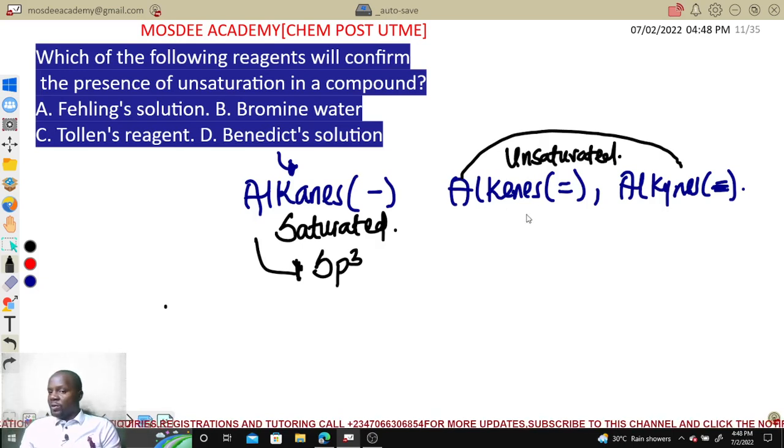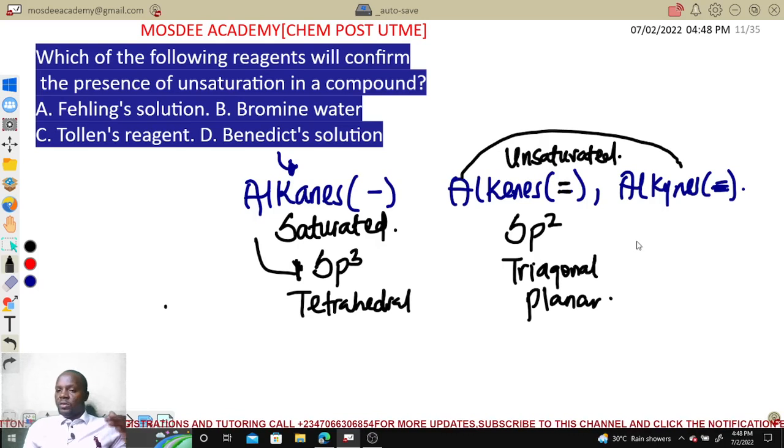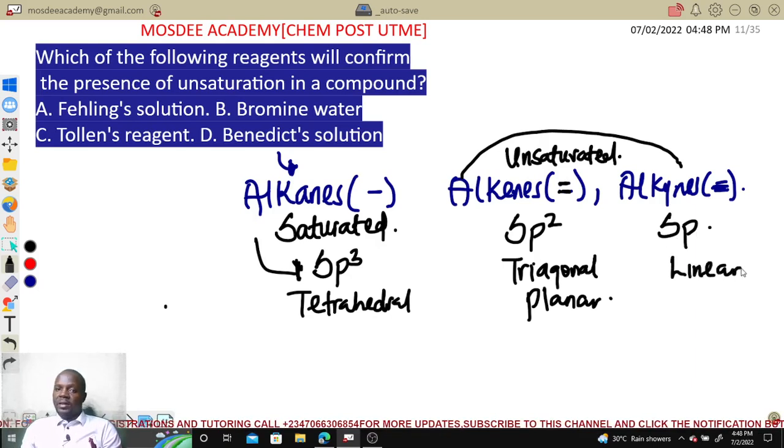Now, alkenes are unsaturated because there is a double bond. So we say the hybridization here is sp2, and sp2 gives you a kind of shape you can keep in mind. We call it trigonal planar, or planar, anyhow you call it. This is tetrahedral, talking about the hybridization rule. And when it is a triple bond, it's more like a straight line. So the hybridization is sp, giving you a straight line, that is a linear shape, more like CO2 in your physical chemistry. So these are things you can keep in mind.